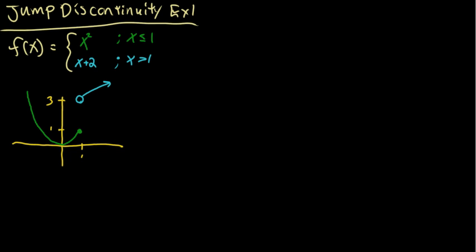So this is called a jump discontinuity because there's a big gap in between where it stops from one place and where it starts from another.